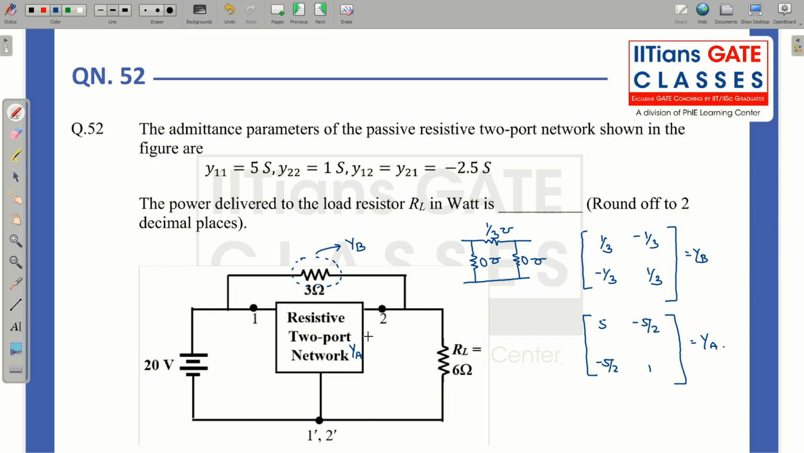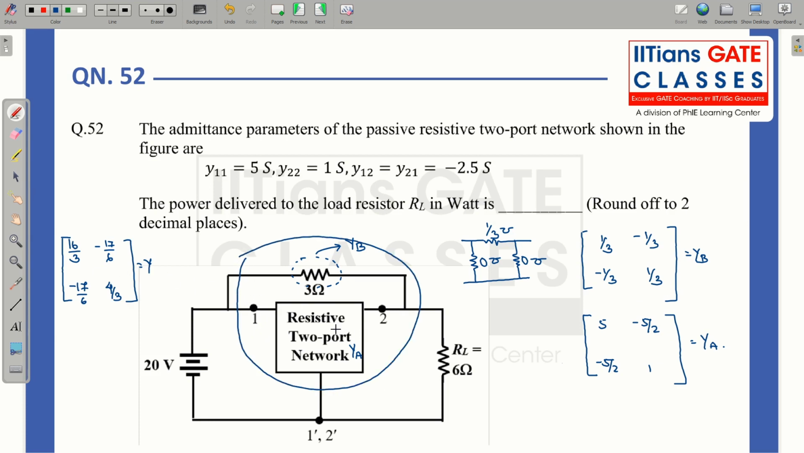We know in a parallel circuit, basically Y parameters add. So if I add YA and YB, what will I get? So you can see 5... this will be 16 by 3, minus 17 by 6, minus 17 by 6, and this will be 1 by 3... so this will be 4 by 3. So this is the Y parameter of this overall network. This overall network Y parameter we have calculated.